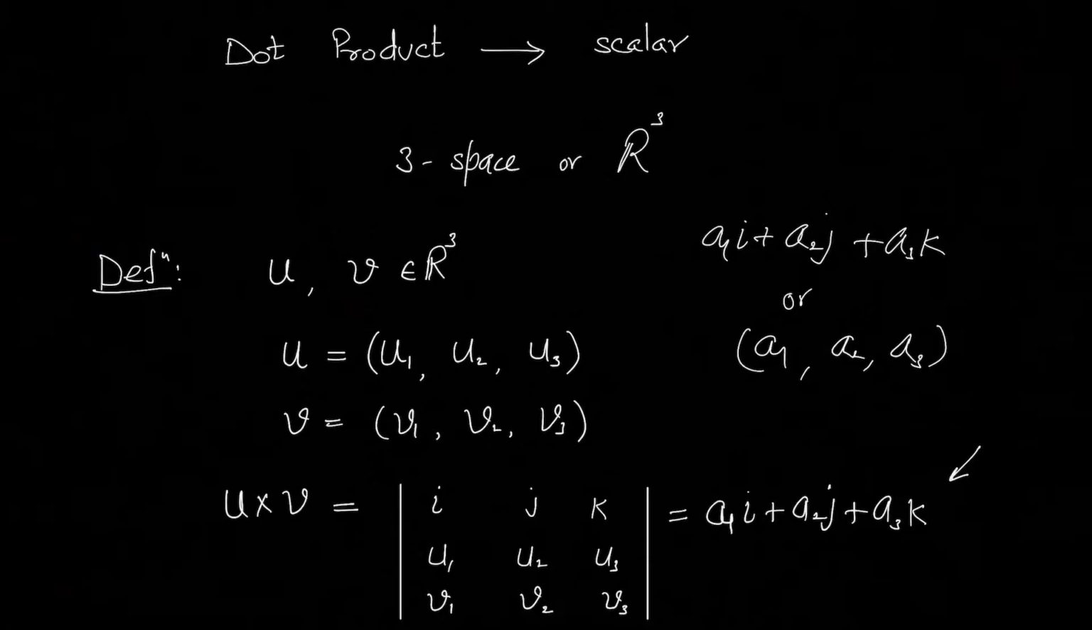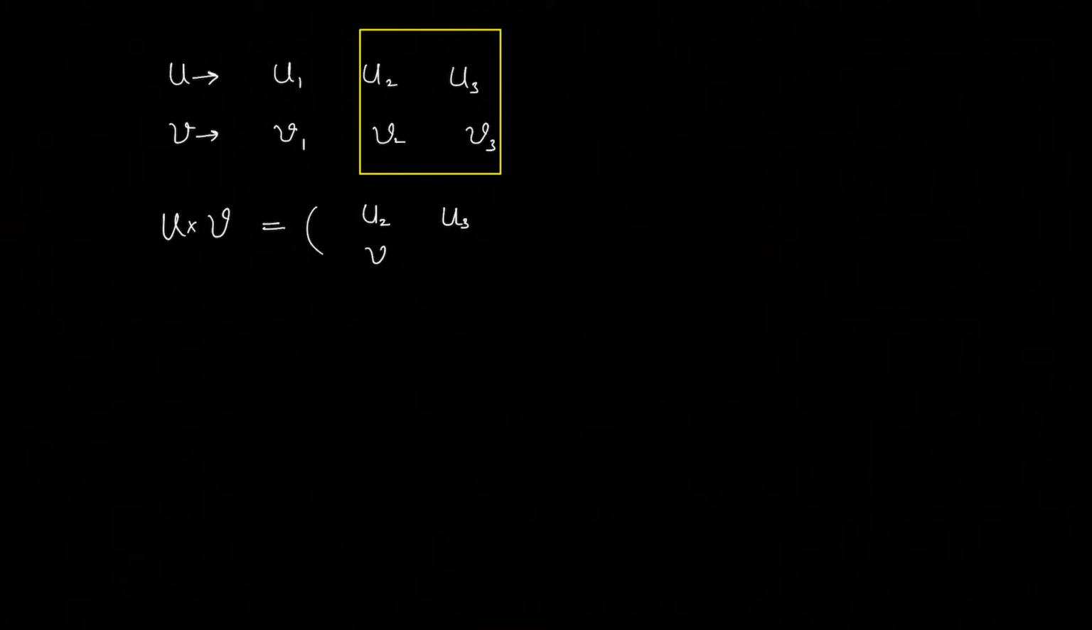There is also another way to write down the components of the cross product u cross v. Let me show you. You have the vector components u1, u2, u3, and v1, v2, v3. This is for vector u, this is for vector v. For the cross product, for the first component, hide the first column and write down the remaining 2 by 2 determinant, which is u2, u3, v2, v3.